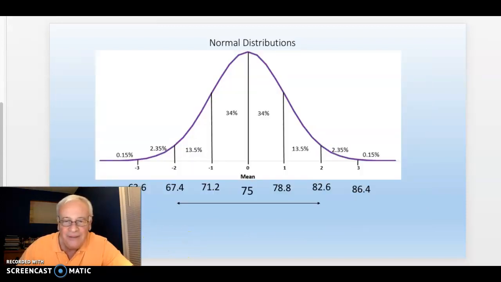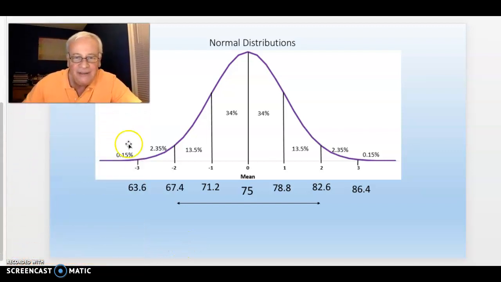And we can see that right here. Guys, the mean is 75. If you add 3.8 to it, you're at 78.8. That's one standard deviation away. Add another 3.8, you're at 82.6. Add another 3.8, you're at 86.4, okay?